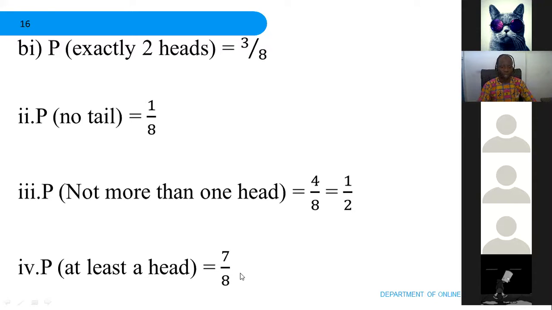That's the explanation. And this is also the same as 1 minus the probability that no head, which will also give you 7/8. We know the probability of not having any head is 1/8. So at least one head will give us 1 minus the probability of having no head, which is 1 minus 1/8. So that will give us 7/8. So the same thing.